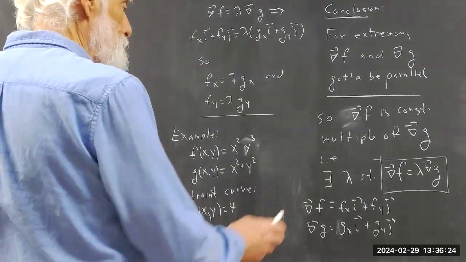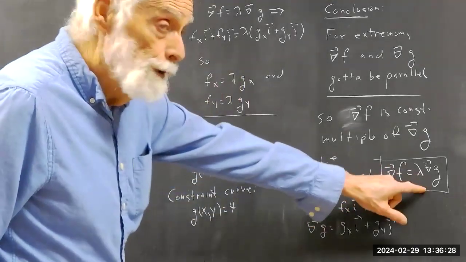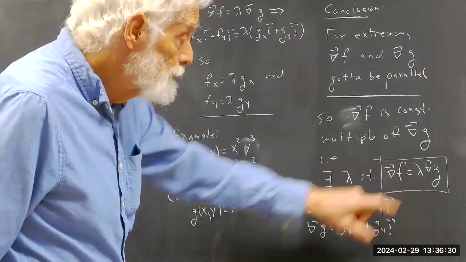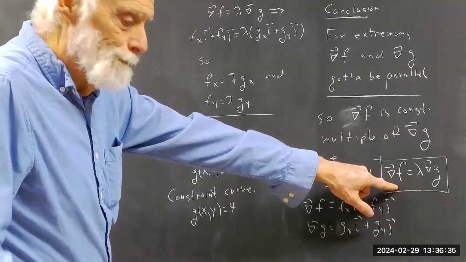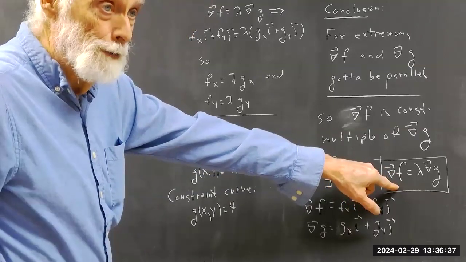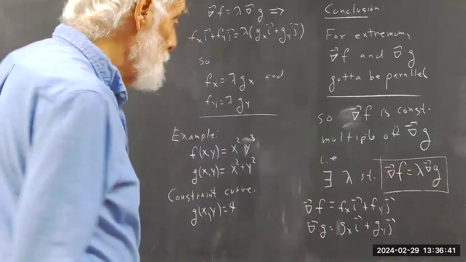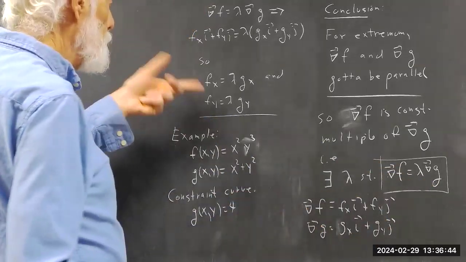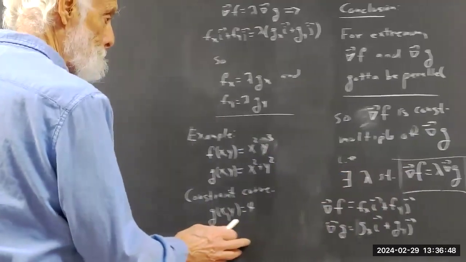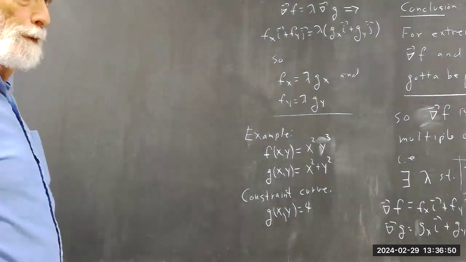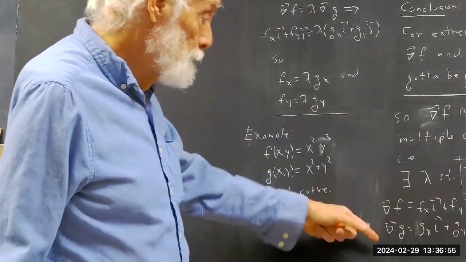Okay, so what you get here, well, this is your condition. From this, you can always write fx i plus fy j plus fz k, whatever, and the same for g. So you can always write out the equations. You don't have to memorize these equations. I would memorize this and always know how it's written out if you write it out.